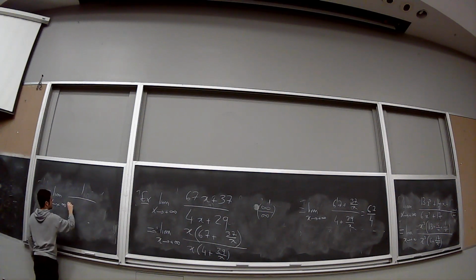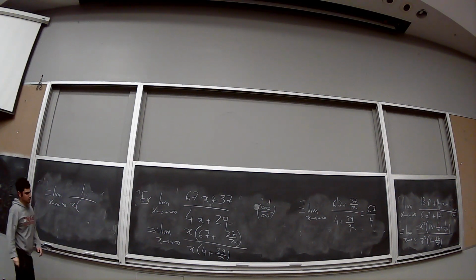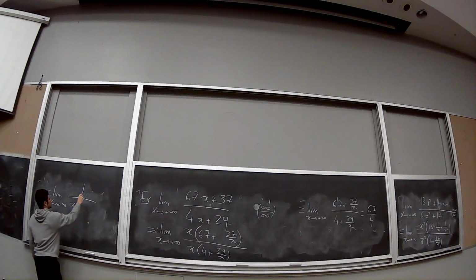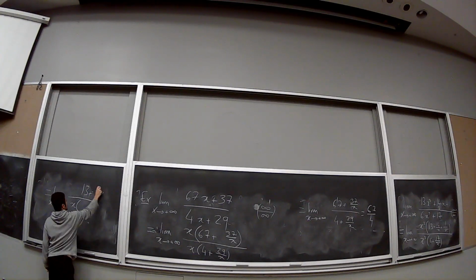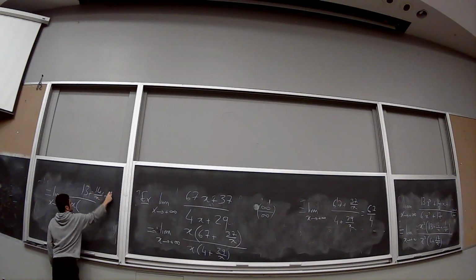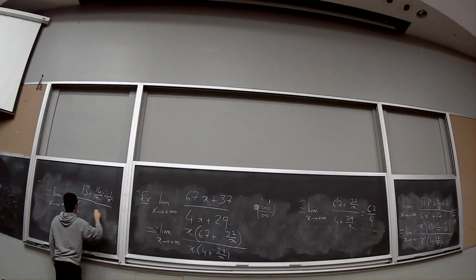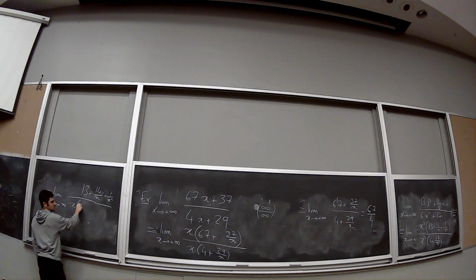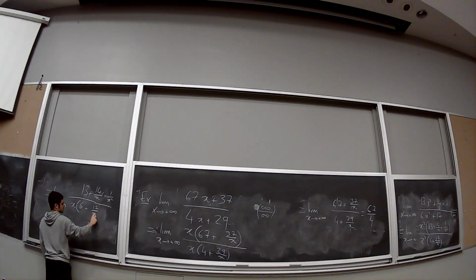So what do you get? You get 1 over x times 13 plus 14 over x plus 1 over x squared, over 6 plus 17 over x cubed. Is that what you get? Is that right?